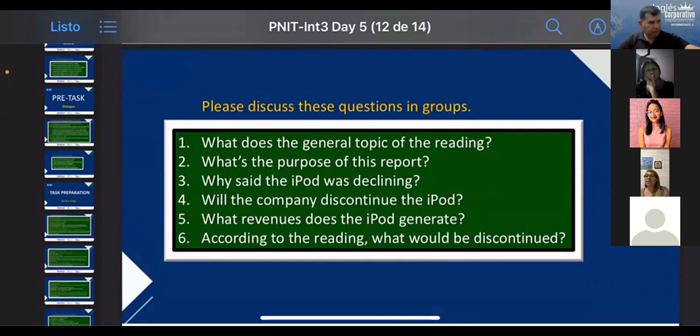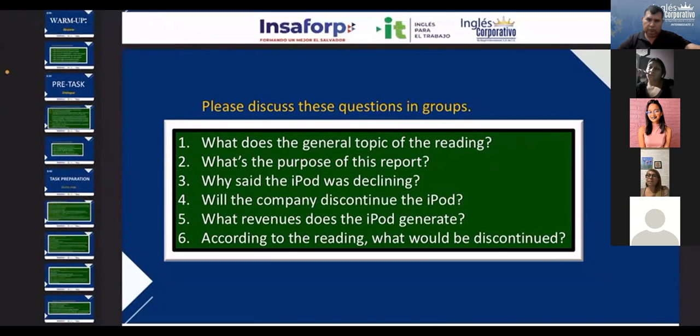Well, we say the first is about iPod. What's the purpose of the report? Maybe the purpose is to compare the iPod versus the iPhone. Well, we know that it's a several change in that brand about the technology to modify one electronic device that can also be a phone. This is the question, right?